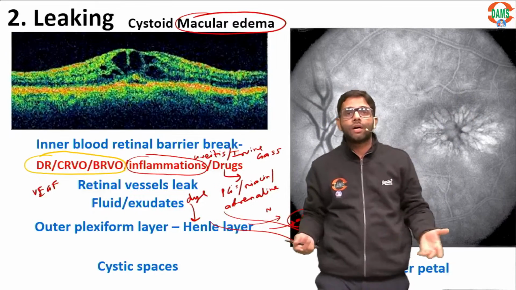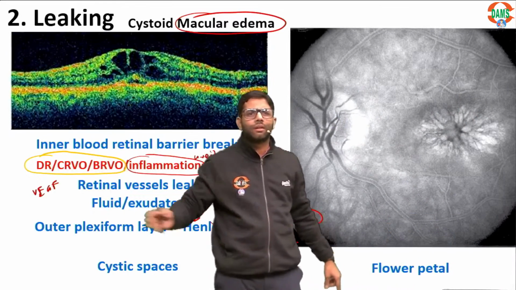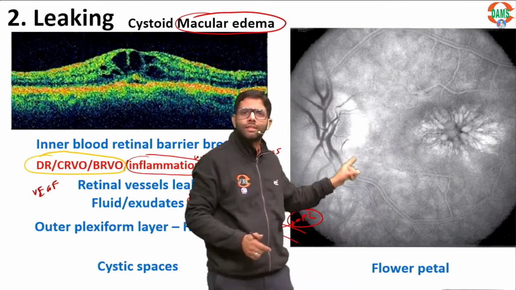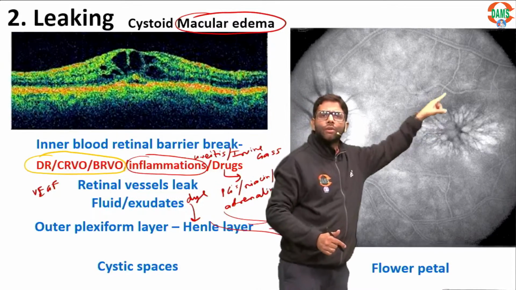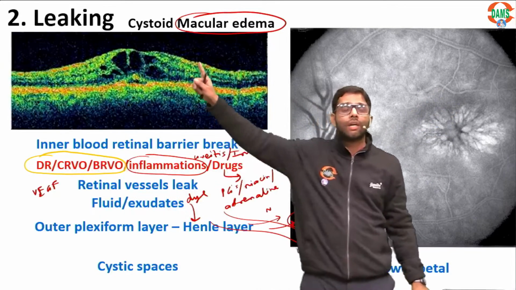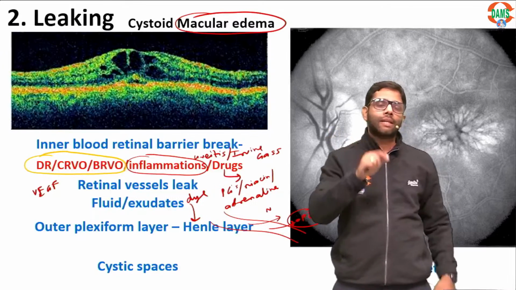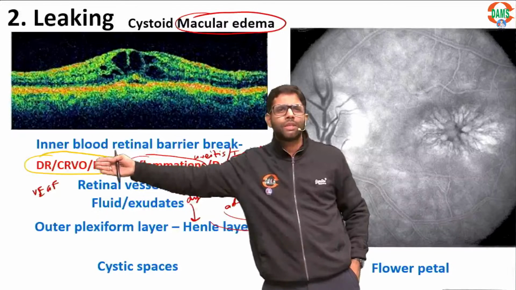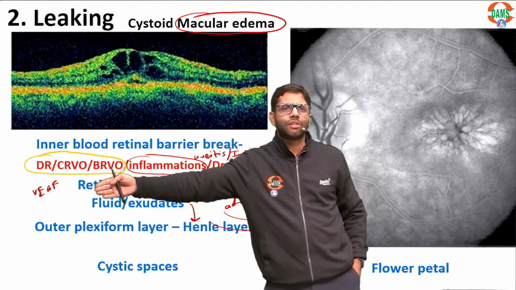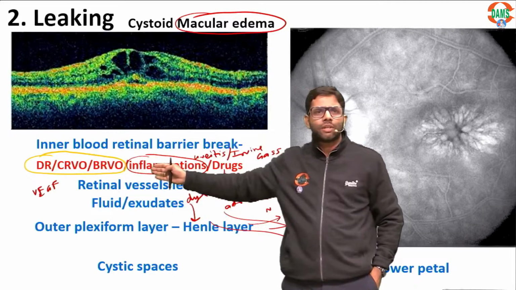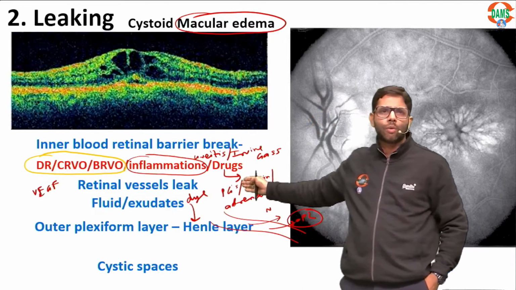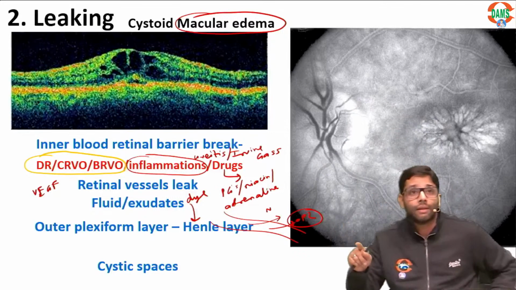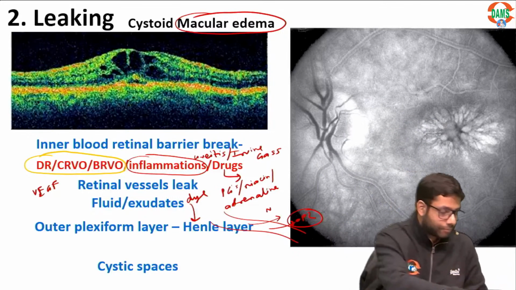Mostly the question is asked: this flower petal is because of which layer? Answer is outer plexiform layer. Who told? Henle's layer, a radial configuration. This is a flower petal configuration. Example of leaking, of hyperfluorescence. Second example of hyperfluorescence. Treatment: for diabetic retinopathy and venous occlusion, intravitreal anti-VEGF injections. For inflammation, steroids. Stop the drugs if a drug is the cause. So after pooling, the second example is leaking.